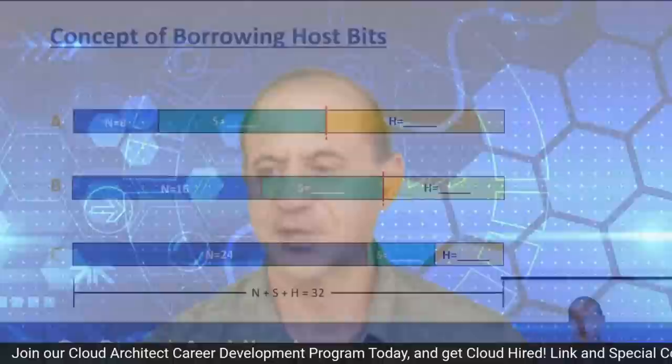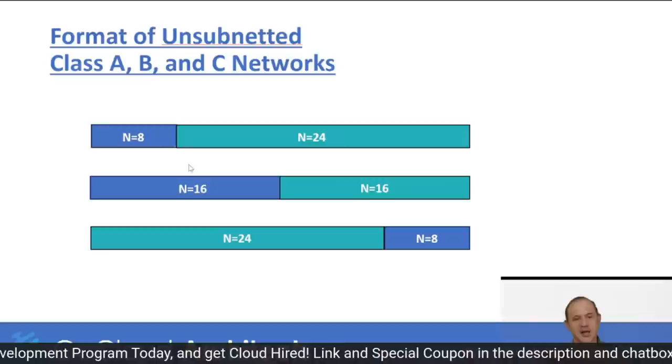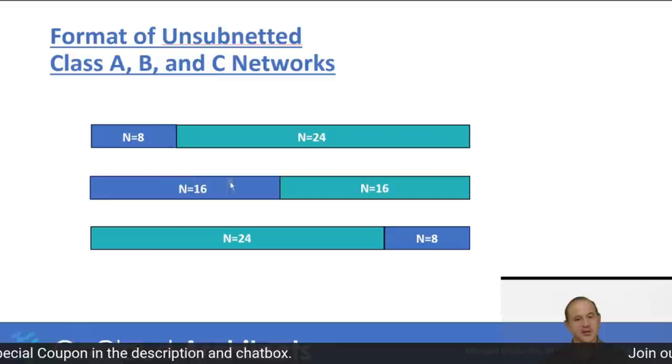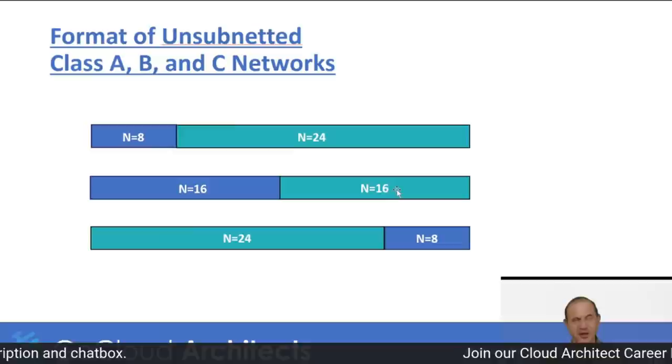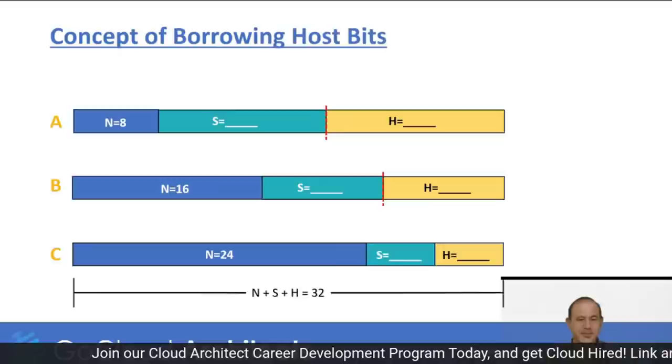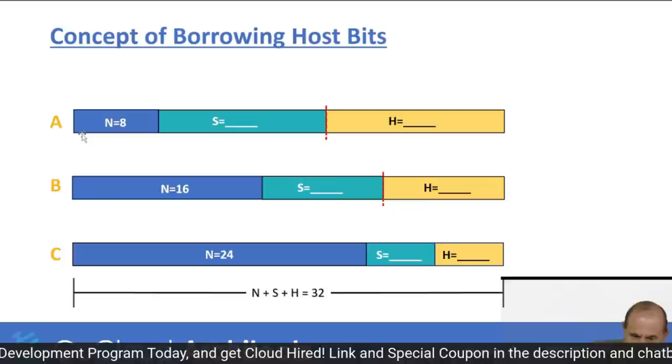So what is subnetting really? In this particular environment, we're unsubnetted, where the class A has 8 bits of network and 24 bits of host, the class B has 16 bits of network and 16 bits of host, and the class C has 24 bits of network and 8 bits of host. Now let's go back to the same class A. We've got 8 bits of network and 24 bits of host.